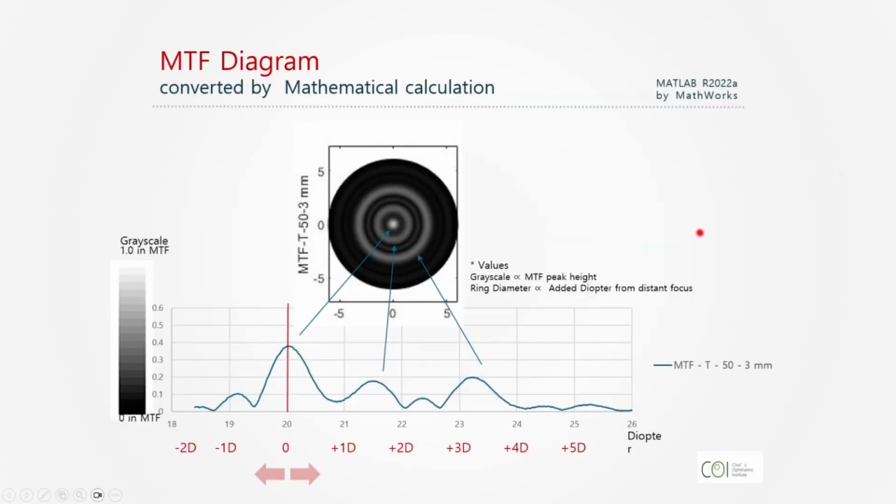And recently we developed a mathematical calculation software which converts the MTF curve into an MTF diagram to help the understanding of my patient. So this central part represents the peak in the MTF curve, the distant area, and the intermediate ring and the near ring. These diameters are correlated with the added power from the distant visual acuity, and the brightness scale is correlated with the height of the MTF chart.